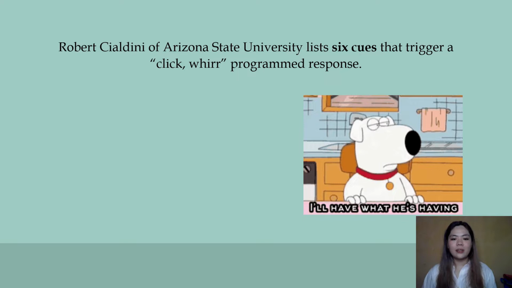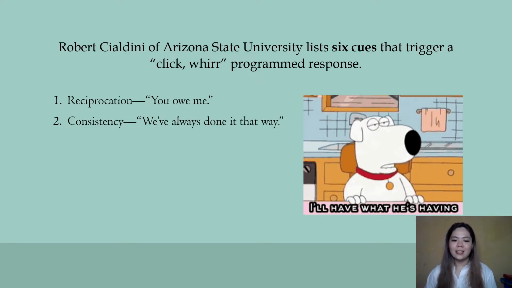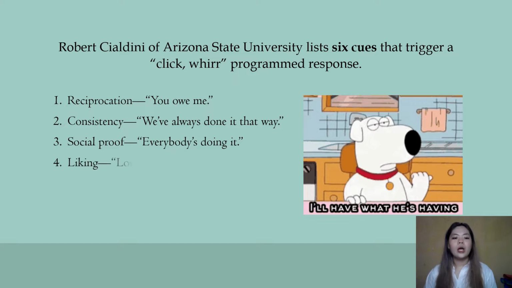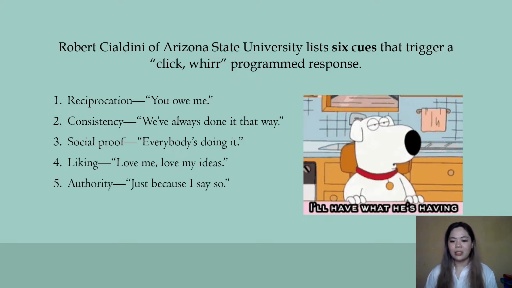Robert Cialdini of Arizona State University lists 6 cues that trigger a click-and-whirr program response. So first is reciprocation, second is consistency, third is social proof, fourth is liking, fifth is authority, and last but not the least, scarcity.